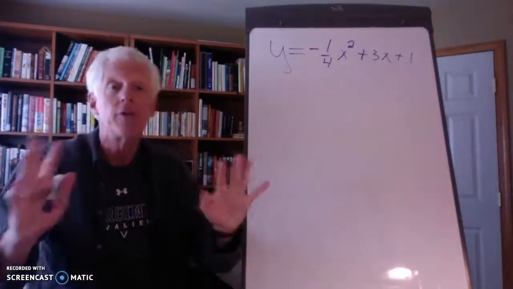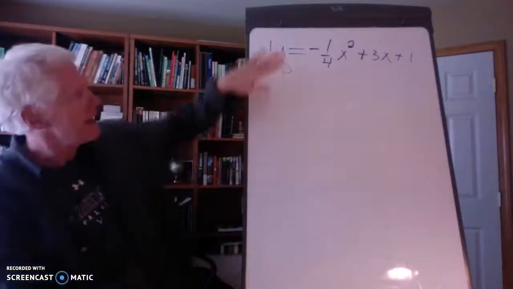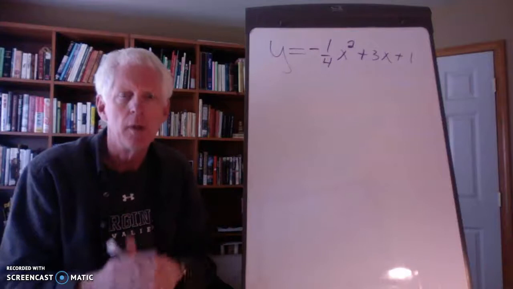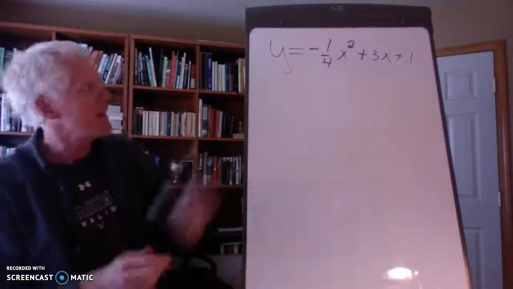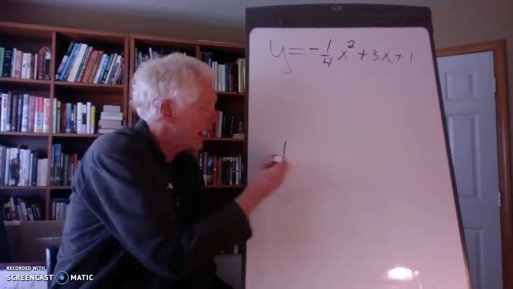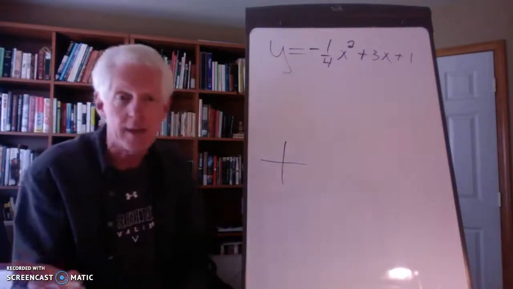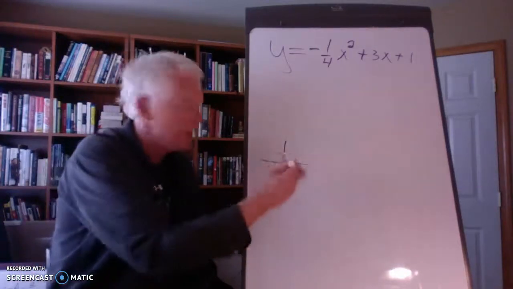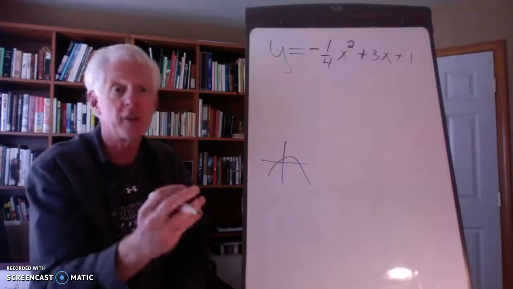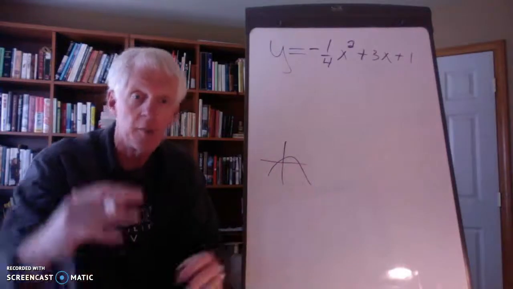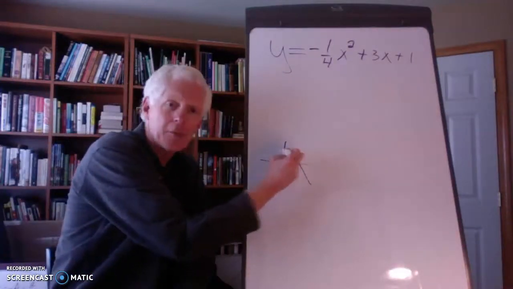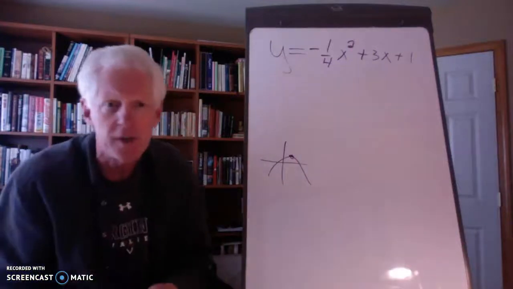So before we even start, can you tell by looking at this, maximum or minimum? You should be looking at the A. The A is negative, which means this graph, if we were to graph it, we don't have to graph it, but if we did, it would be opening downward like that. Which means the vertex is going to be at the very top right there. And that's the maximum value. And that's what we want to find.